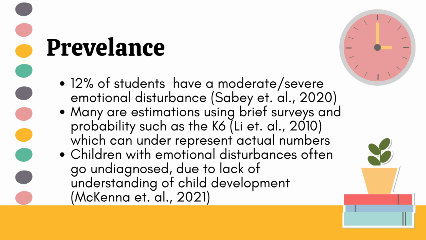So prevalence wise, 12% of students have a moderate or severe emotional disturbance. Many of the data that you see, though, are estimations where they use brief surveys and then they use probability. And most of those actually underrepresent the numbers. The reason they do this is because the larger studies are very expensive. Children with emotional disturbances do often go undiagnosed due to a lack of understanding of child development. So what that means is sometimes an emotional disturbance disorder gets classified as normal behavior for a child of that age, even if it isn't.